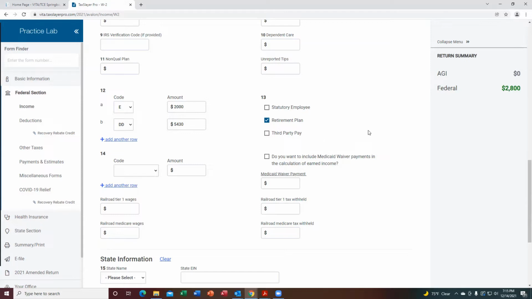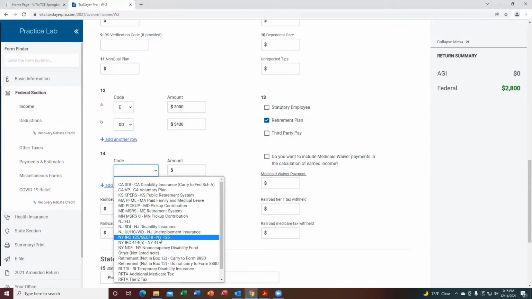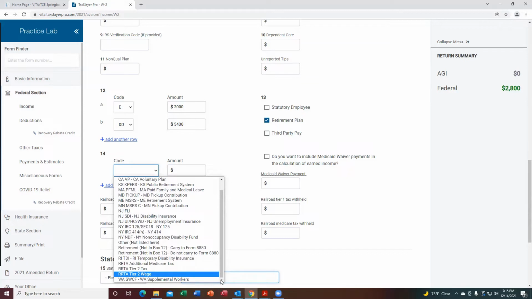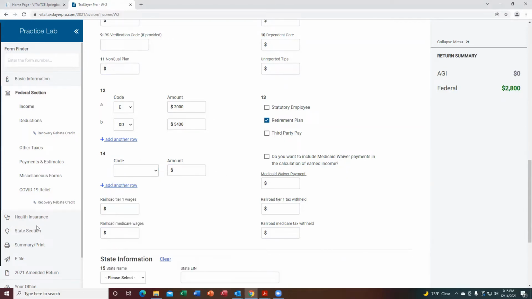The other area that we do sometimes see populated is area 14. Again, if you notice, it has codes. What we see at our tax site is we get W-2s where none of the codes are listed. And so there you have it. Other, not listed here, is the one that we would use, because we don't see that in our case.